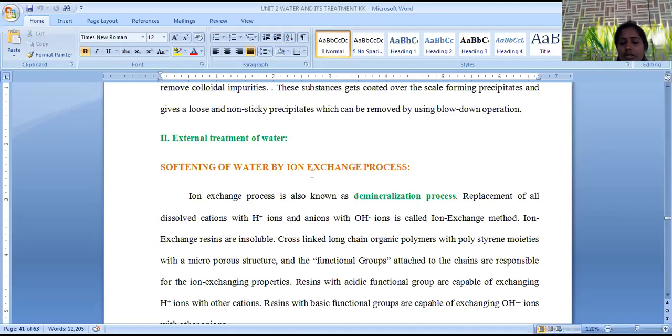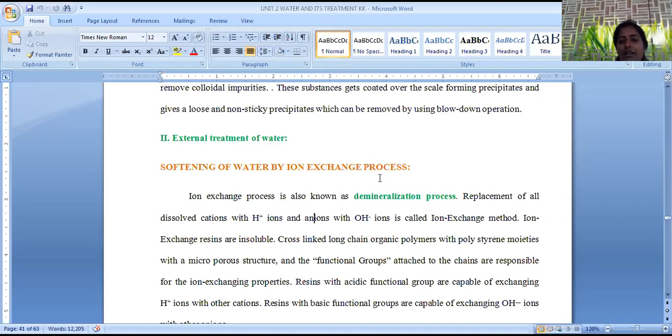So, softening of water by using the ion exchange process. The ion exchange process has the most familiar and widespread applications, especially in high pressure boilers. A high pressure boiler is a boiler used for the generation of steam on a large scale. In that case, water should be very pure, then only is it possible to generate a large quantity of steam which can be utilized in various applications.